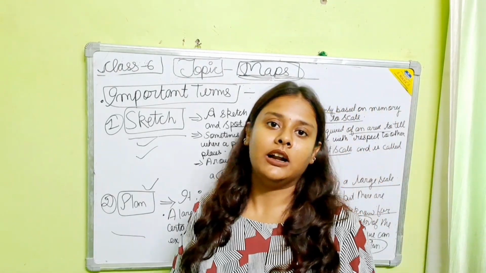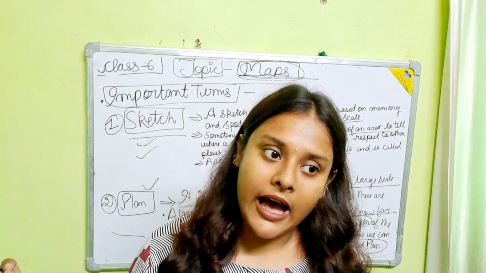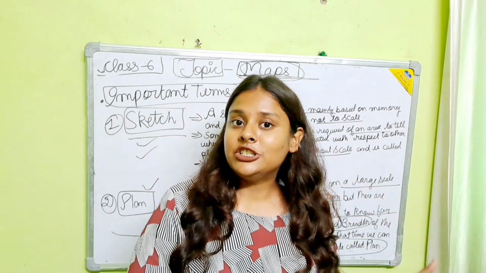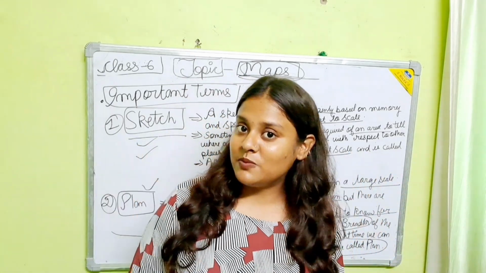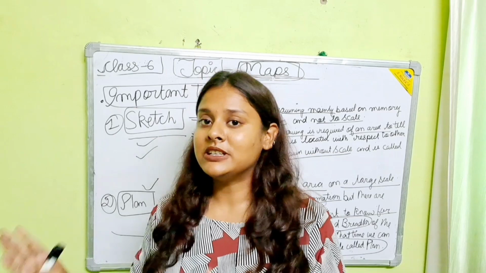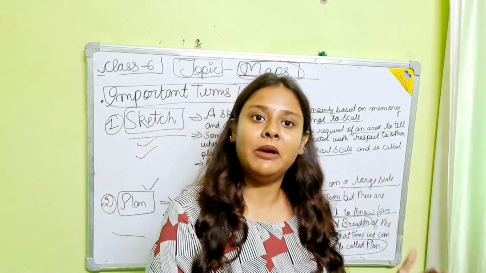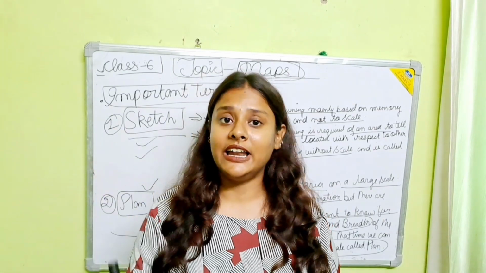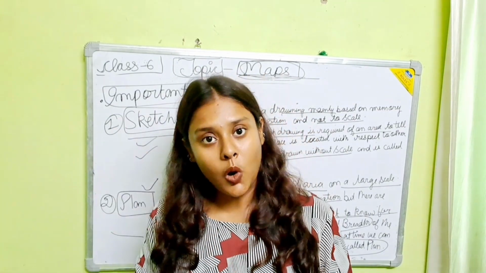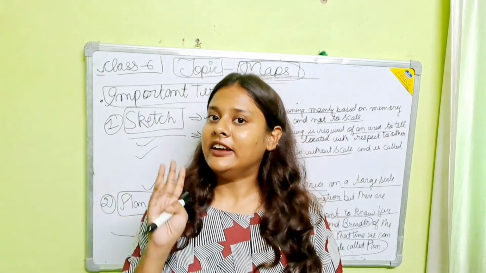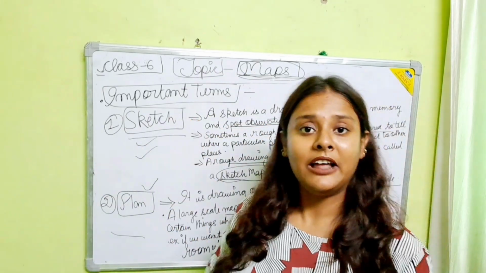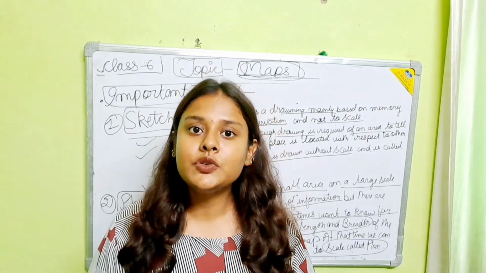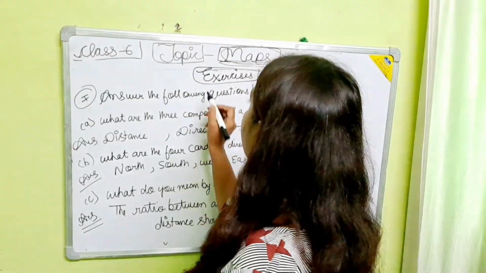Now with this we are done with our chapter named map. In this chapter we have discussed the globe, latitudes, longitudes, what a map is, types of maps, that is political map, physical map, thematic map in detail. After that, components of maps, which are distance, direction and symbols. We have discussed all of them in detail. After that, we were left with only two important terms, which are sketch and plan. We have also discussed them. Now we are done with this chapter. We are going to start with its exercise.